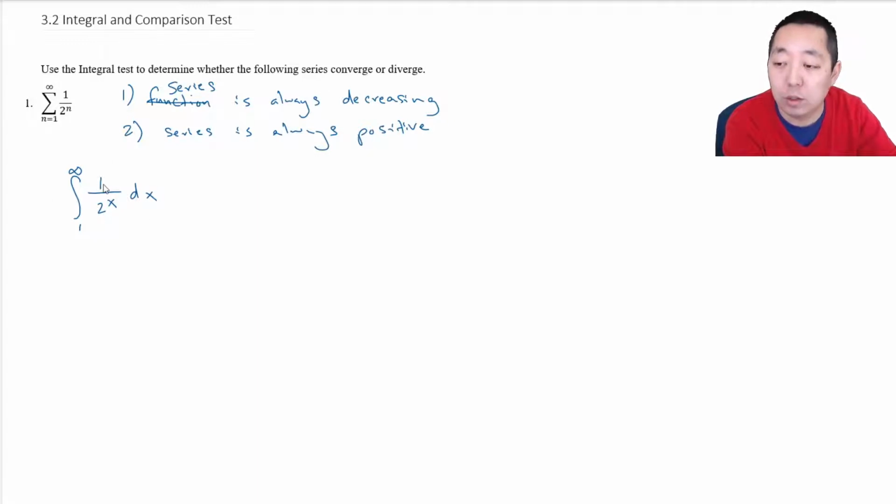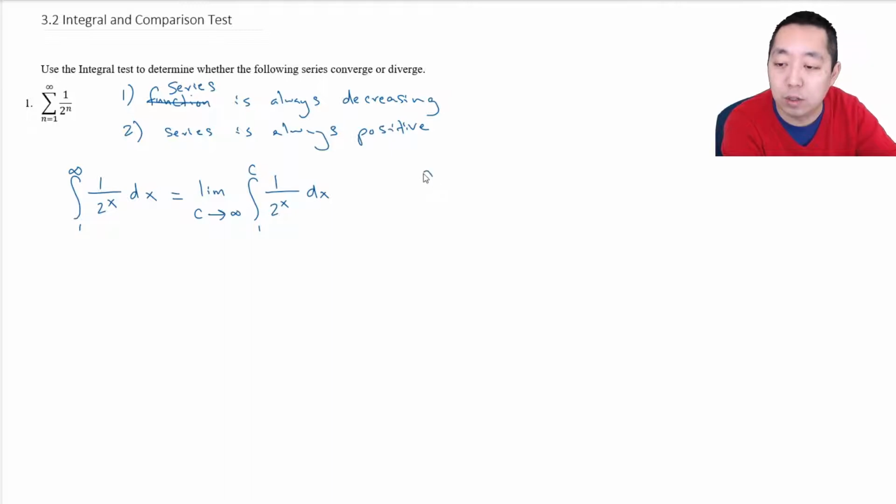If this integral converges, then the series converges. And if the integral diverges, then the series also diverges. Because it's an improper integral, I'm going to write it as the limit as c goes to infinity, integral from 1 to c, 1 over 2 to the x dx.